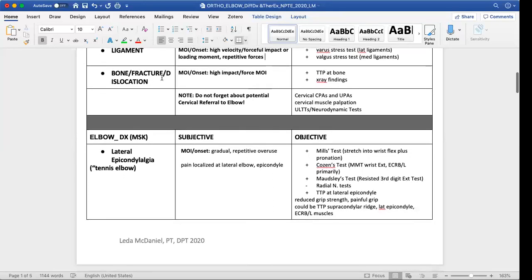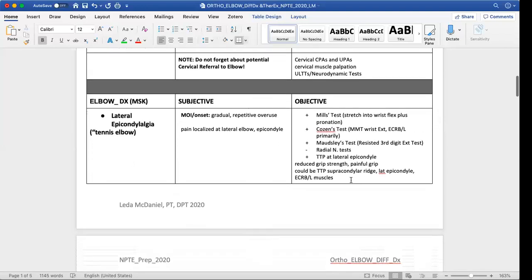Bone fracture and dislocation tend to be a high velocity mechanism of injury, a fall, an impact trauma, those sorts of things. And you're going to have tenderness at the bone. You may have an observed incongruity in the case of a dislocation. Posterior elbow dislocation is the most common direction for humeral-ulnar dislocation. You're going to have positive x-ray findings, so you're going to show evidence of fracture in most cases and/or dislocation.